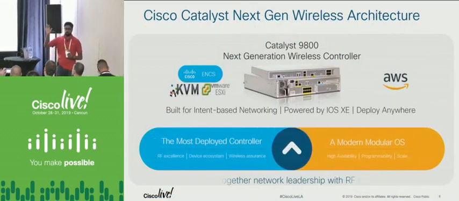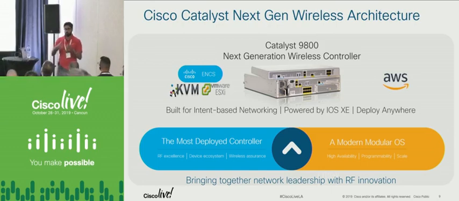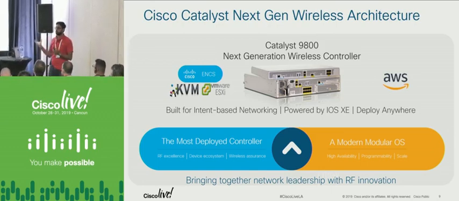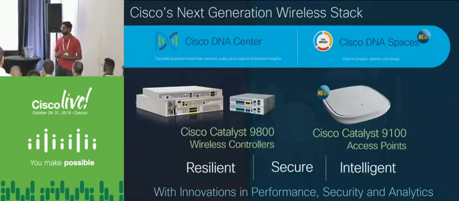So for folks who raised your hands on familiarity with the AireOS brand of wireless LAN controllers, you know that Cisco is a market leader in enterprise wireless deployment, which means AireOS is the most deployed operating system out there today for wireless LAN controllers. So taking key elements like RF excellence, device ecosystem, and wireless assurance from AireOS and merging it with the modularity of what IOS XE provides in terms of programmability, scalability, high availability is what makes 9800 controllers truly unique.